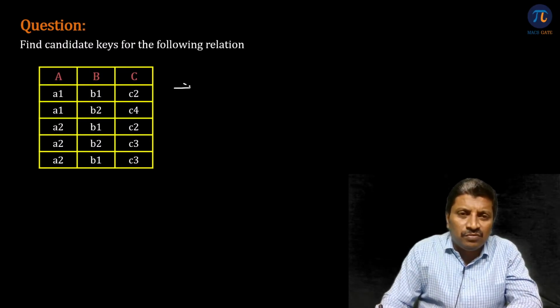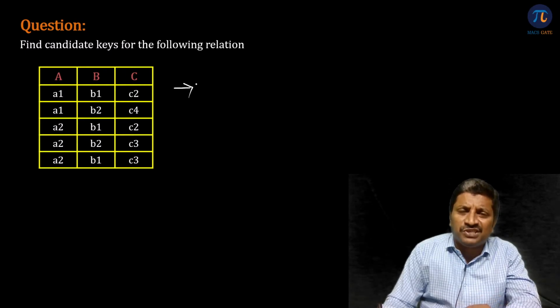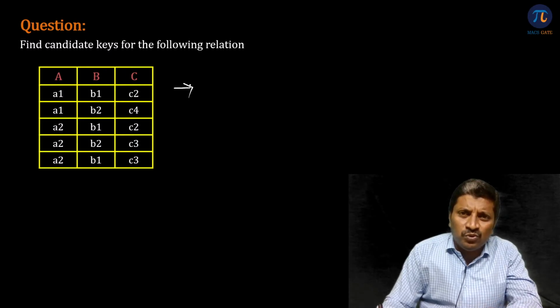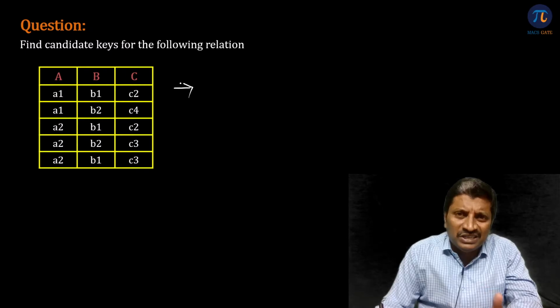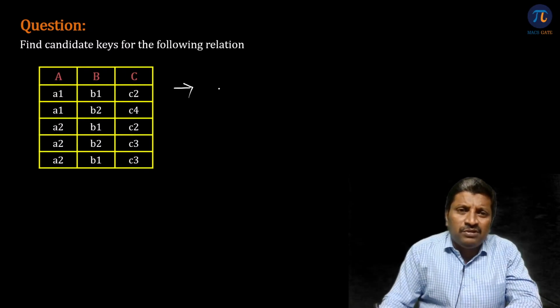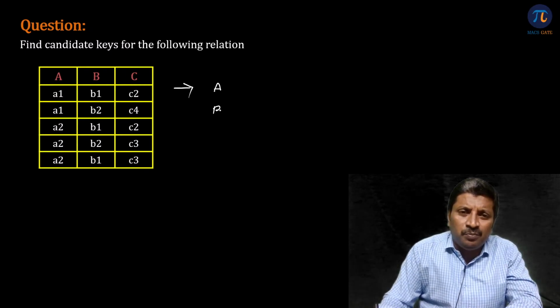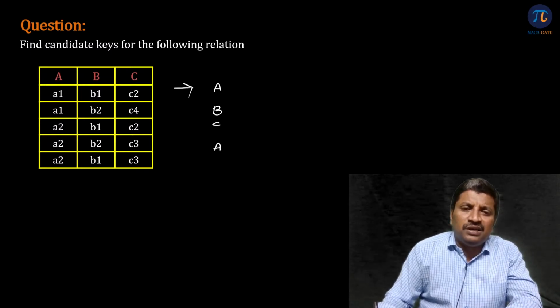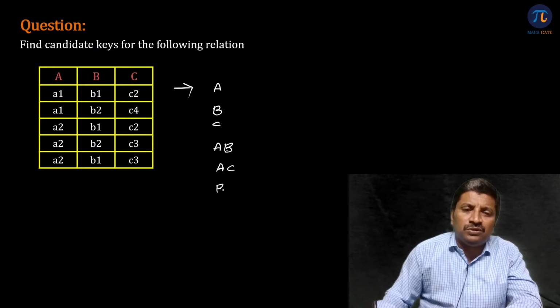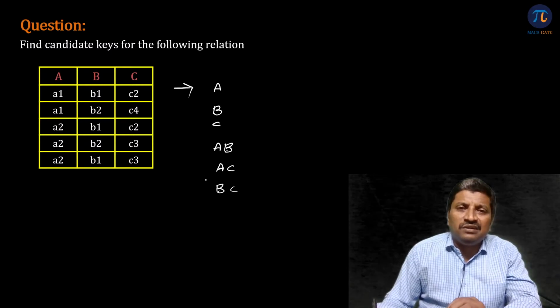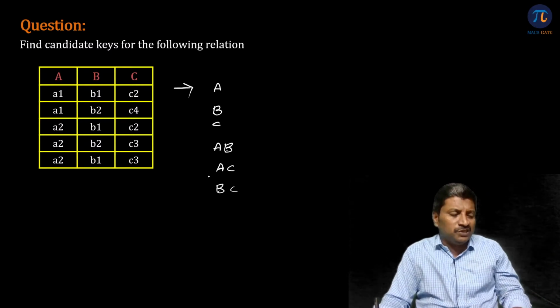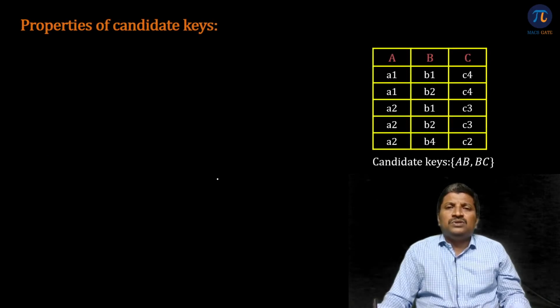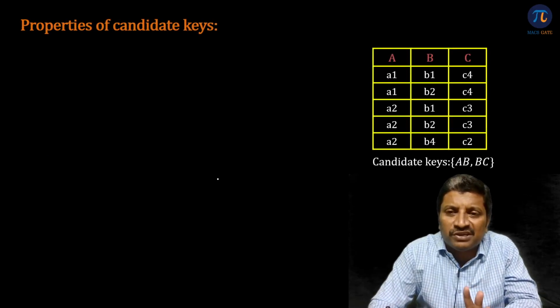So you can do the same process for this example. Hope you can do this one. Let us leave that as a practice exercise question. First, we need to do A, B, C. Then let us consider 2 attributes. Then 3 attributes. Like that, we need to continue. Please do it. So now let me give the properties of the candidate keys.